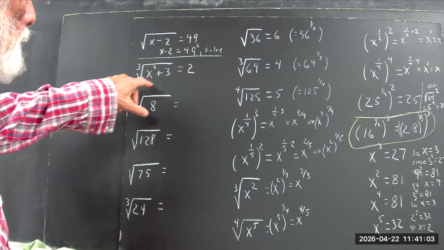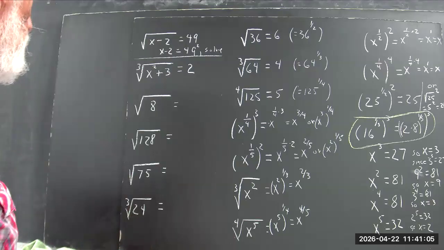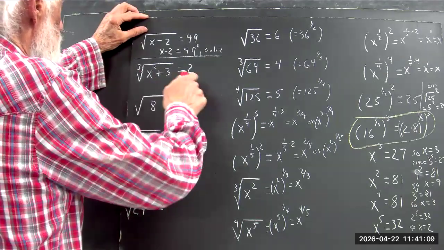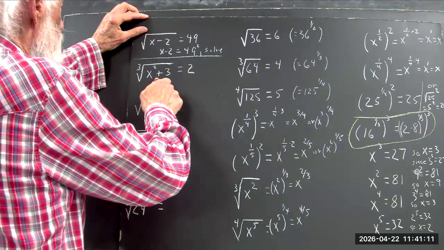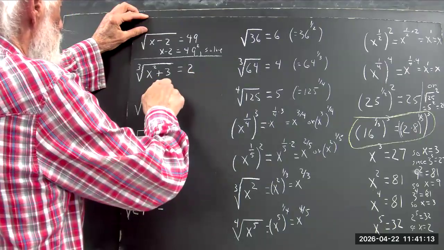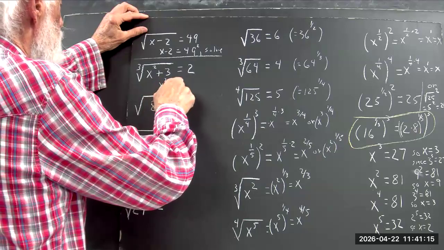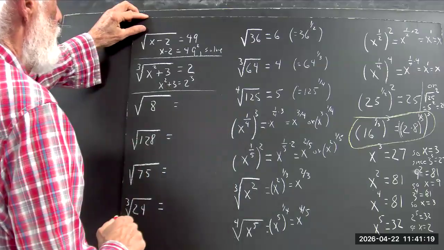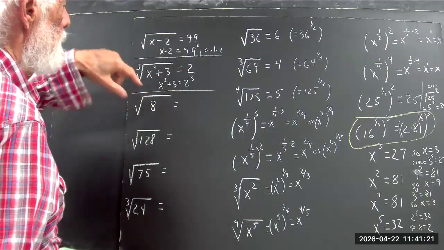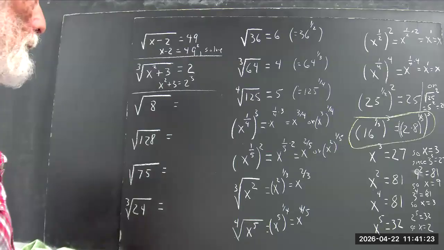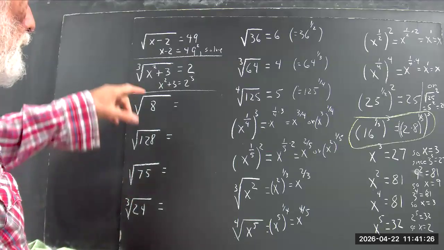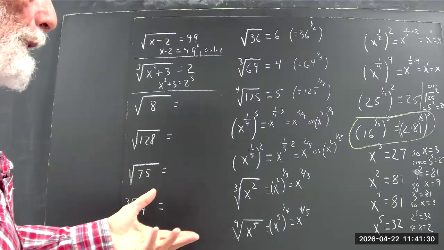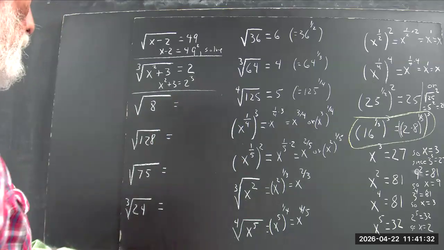What about the cube root of x squared plus 3 equals 2? Well, if the cube root of something equals 2, then that something has to equal 2 cubed. That means x squared plus 3 equals 2 cubed. And 2 cubed is 8. Subtract 3 from 8, you get 5. You get x squared equals 5. And x is the square root of 5, whatever that is. And that's something you would have to put in your calculator.